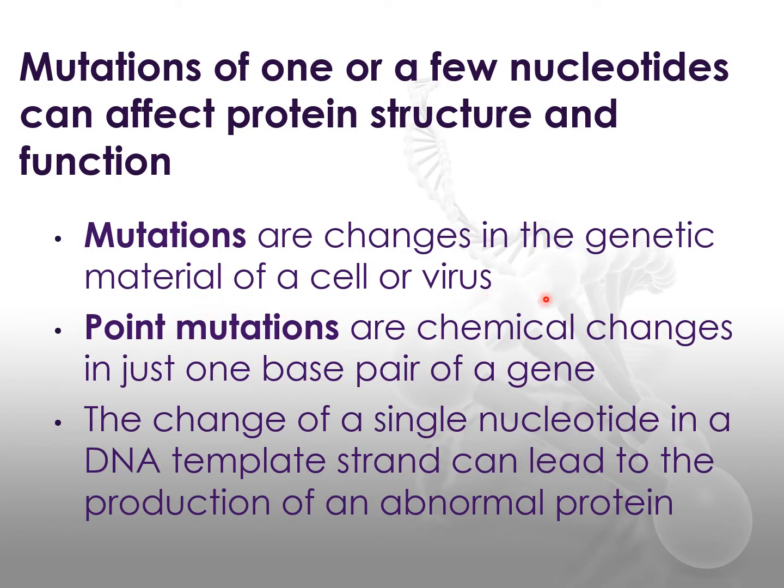Now, mutations are changes in the genetic material, really in the DNA, of a cell or a virus. Mutations can occur with one or more than one nucleotide, and of course this is going to affect the protein structure and the function of the protein if changes downstream occur as well. Now, point mutations are changes in just one base pair of a gene. The change of a single nucleotide in the template strand of DNA, remember the template strand actually codes for the protein, can lead to the production of a protein that is not normal. And we'll talk about how in just a moment.